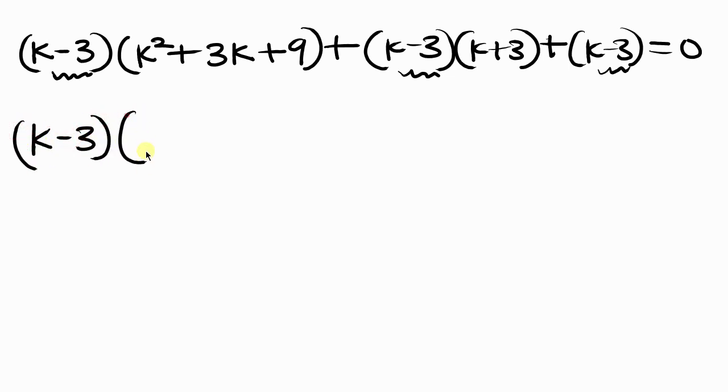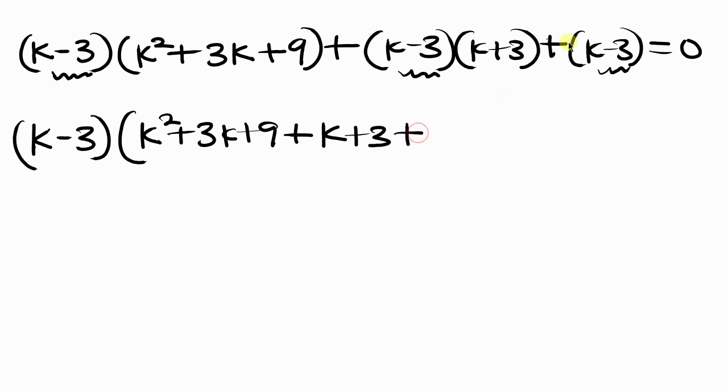Now let's open bracket. Since I have factored out this, I'll have this remaining, which is k squared plus 3k plus 9. Plus, I have factored out this, so I have k plus 3 remaining. Plus, there's an invisible one here. Since I have factored out k minus 3, I have the 1 remaining. Good. And this is equal to 0.